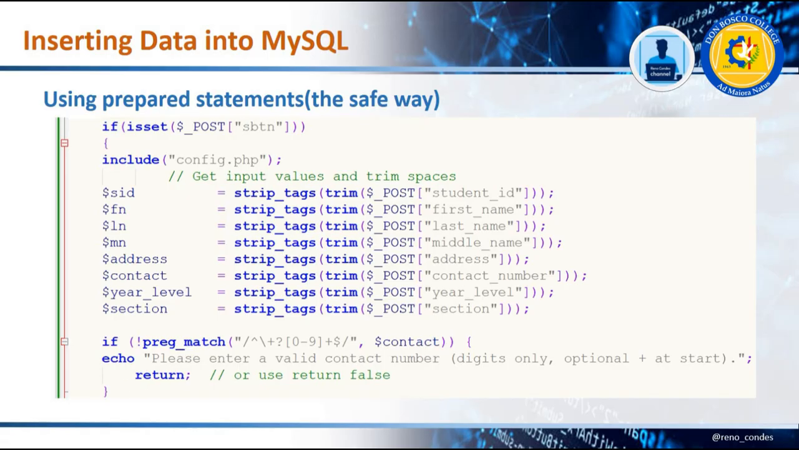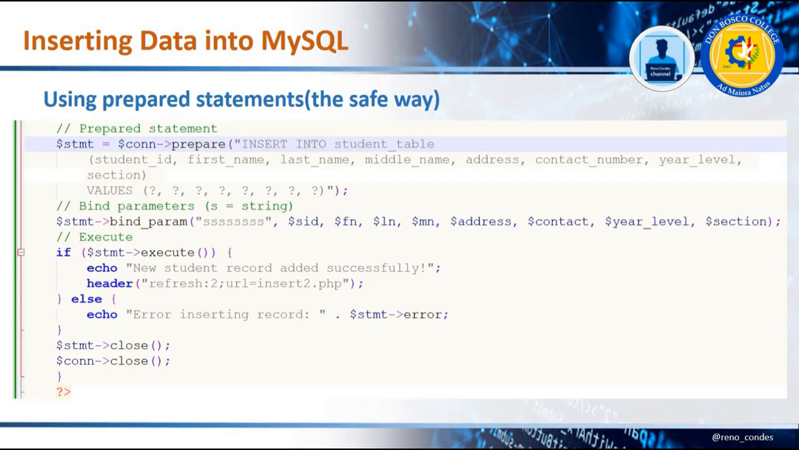Next is the code for inserting data into the table named student table. Again, the prepare function is used to prepare an SQL statement to be executed later. Instead of inserting values directly into the SQL string, you write placeholders where the values will go. If you observe, the question marks are placeholders. You need to supply the values coming from the POST method, but in this case, we need to bind the data first using the bind_param function.